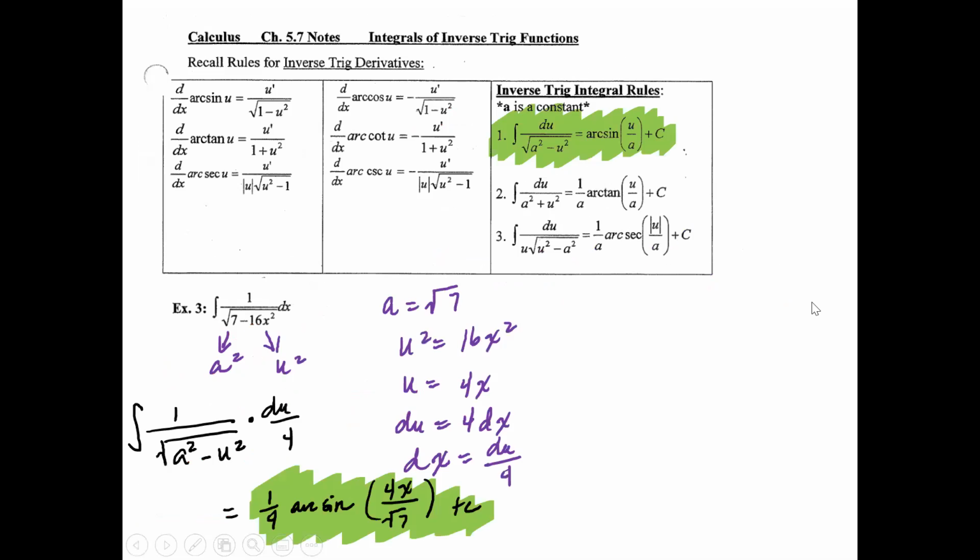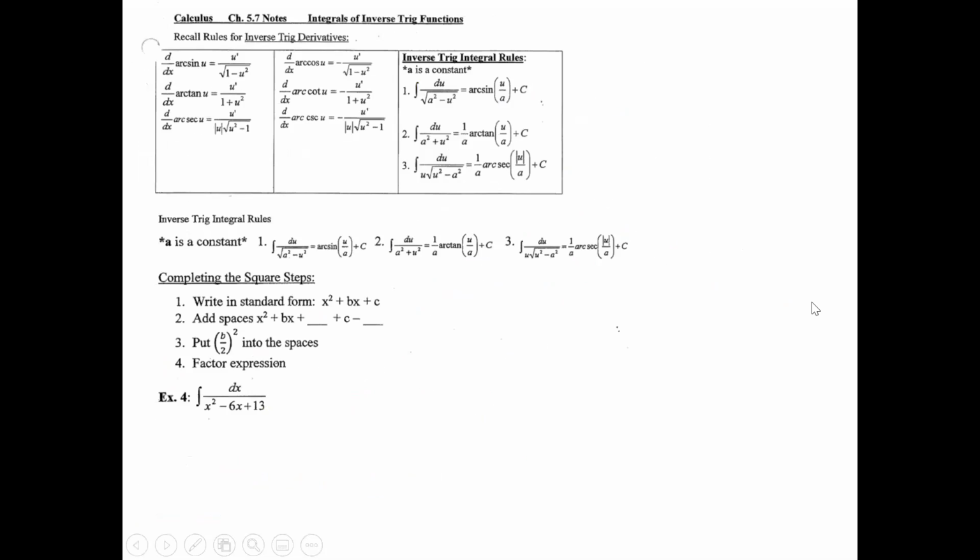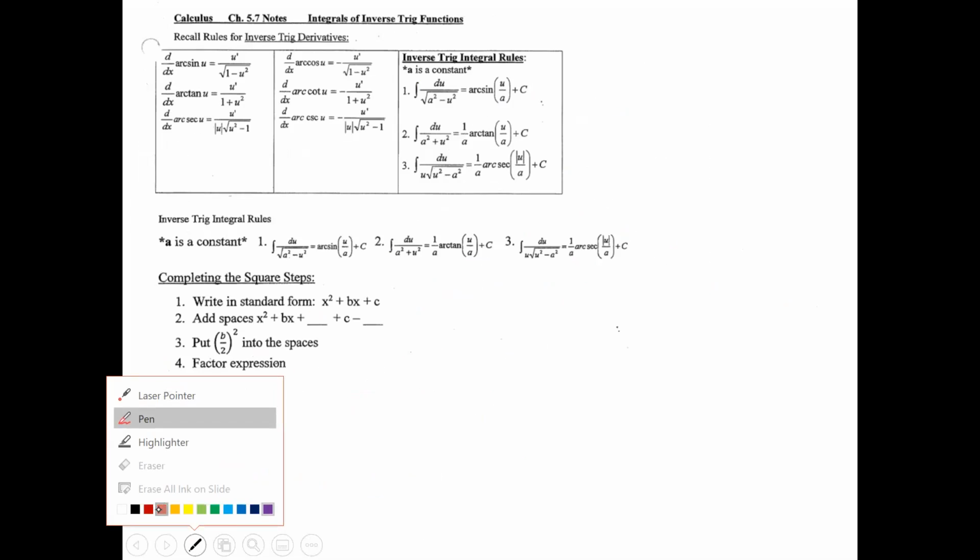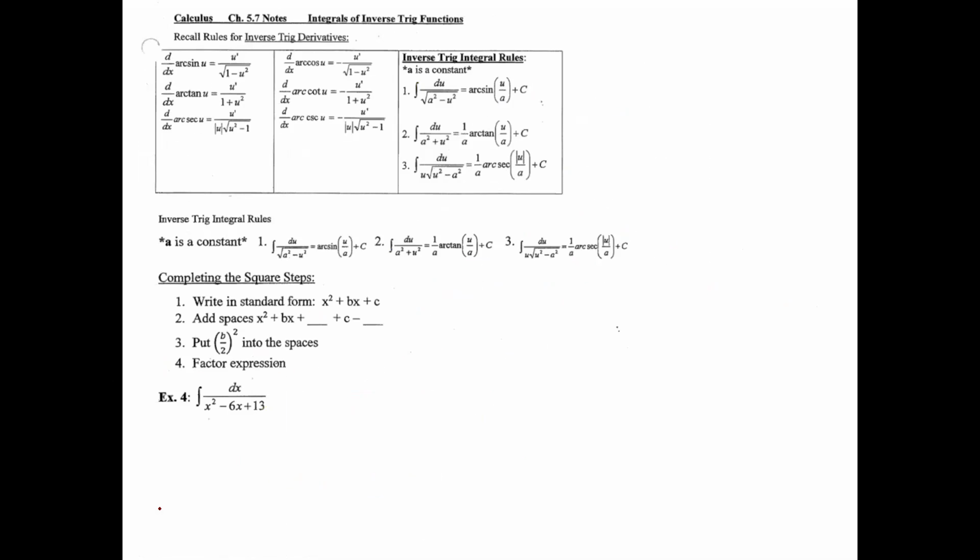Okay, let's take a look at example 4. Example 4 is how you're going to use the inverse of trig integral rules with completing the square. I have included the 4 different steps here that you can use. For now, go ahead and read this part and then also read the 4 steps. And just take a moment and see if you remember how to do completing the square, going back to Algebra 2 Honors.